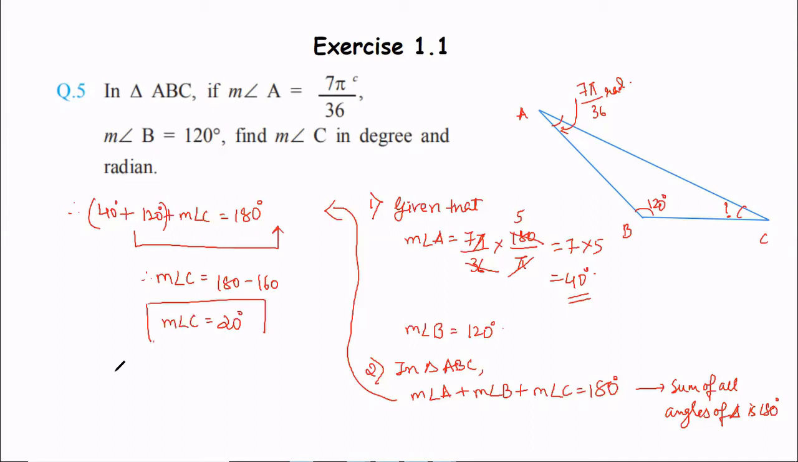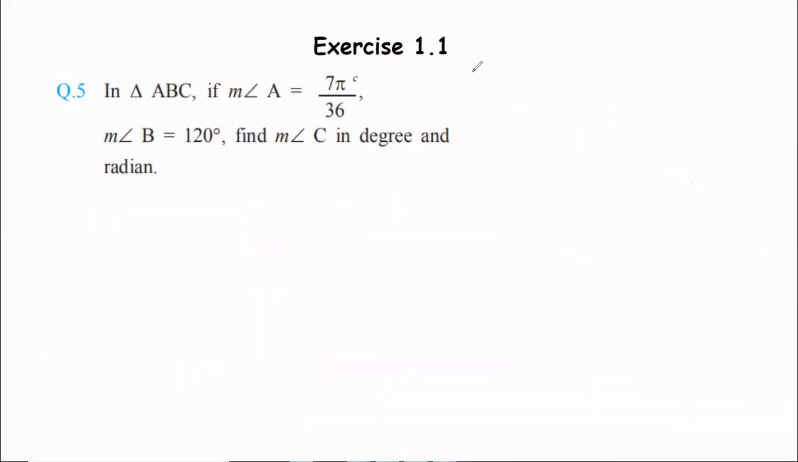Now let's convert this to radians. So measure angle C is equal to 20 degrees into pi by 180. Both get cancelled, 9 left here. You will have pi by 9 radians. That's the answer of measure angle C in terms of degrees as well as in terms of radians. That's the solution for the fifth question. Moving ahead, going to the sixth one.